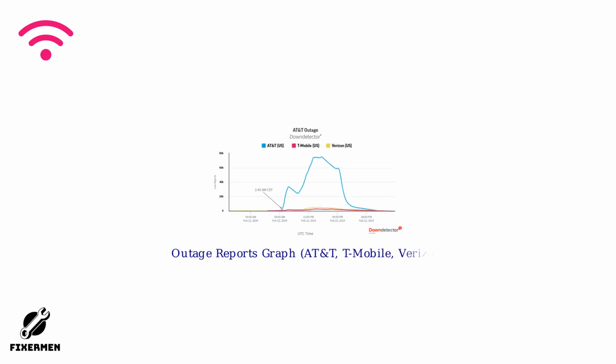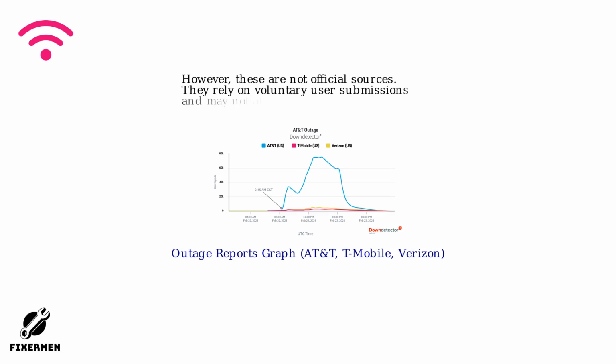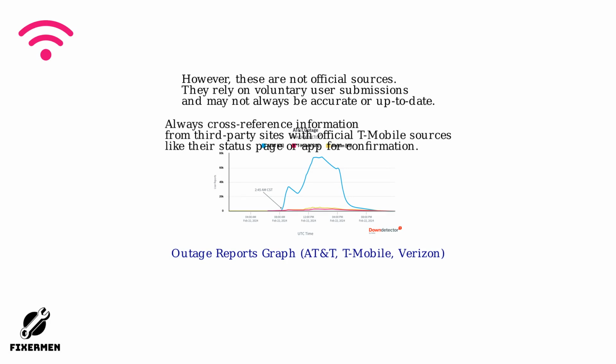Graphs can also show trends over time, such as this comparison of outage reports for different carriers, helping users understand if issues are widespread or carrier-specific. However, it's important to remember that these websites are not official sources. They rely on voluntary user submissions and may not always be completely accurate or reflect the most current status. For the most reliable information, always cross-reference what you see on third-party sites with official T-Mobile sources, such as their Network Status Checker or the My T-Mobile app.